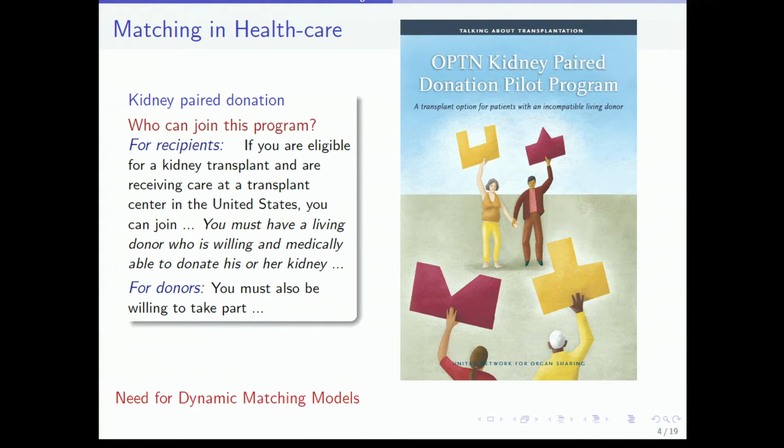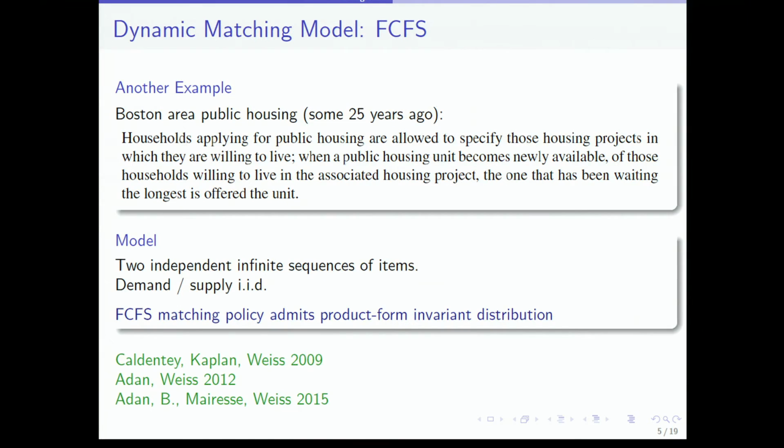So another example where we need to take into account stochastic arrivals is the example of public housing in the Boston area. This is now quite an old example, but it's a very similar story. You have families that apply for public housing, and they might specify some requirements they want. For example, they have young kids, so there needs to be a school in the neighborhood. They need a given surface to be able to live in the house, etc.